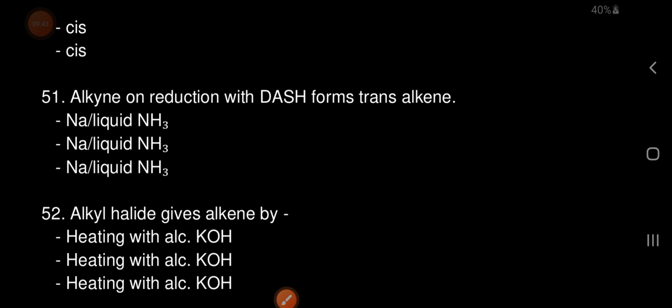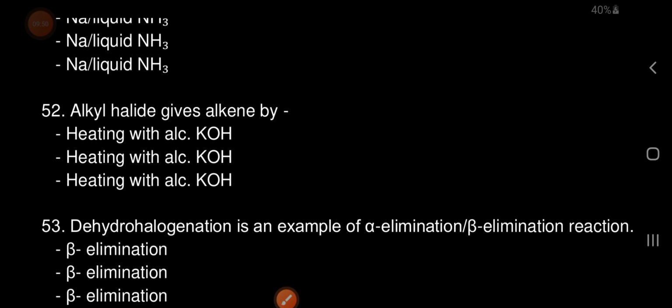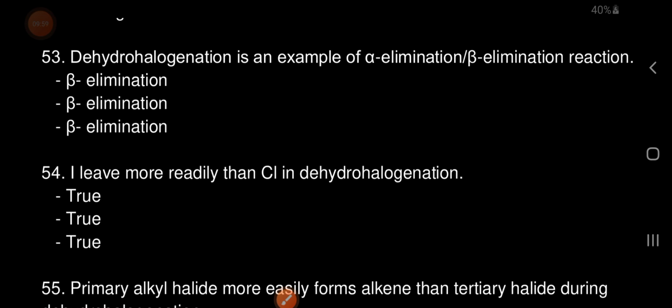sodium with liquid ammonia forms trans alkene. Alkyl halide gives alkene by heating with alcoholic KOH. Dehydrohalogenation is an example of alpha elimination or beta elimination reaction?